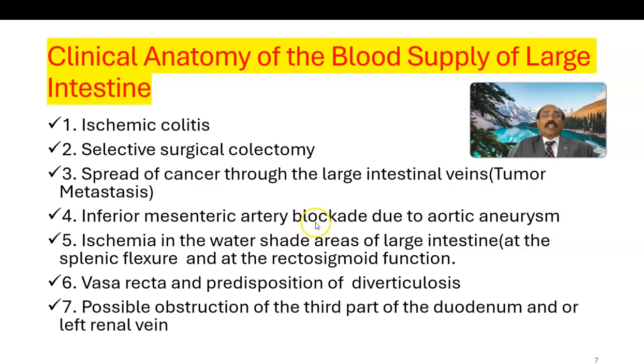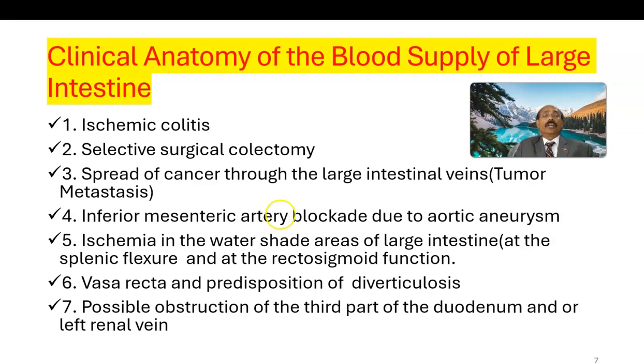Inferior mesenteric artery blockade due to aortic aneurysm. Aortic aneurysm may happen in any part of the aorta, but a common site is between the bifurcation of the aorta and the renal artery. In between them, there is aortic aneurysm, that is the abnormal dilatation of the aorta that involves the origin of the inferior mesenteric artery. Inferior mesenteric artery may be kinked, its lumen may be obliterated by the ballooning of the aorta.